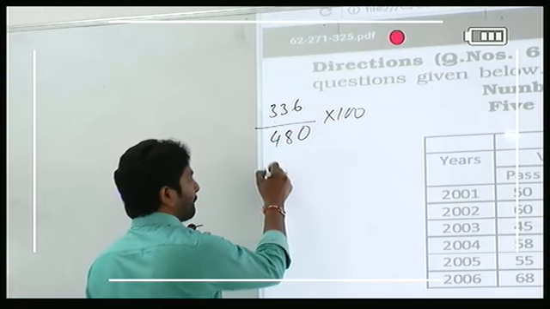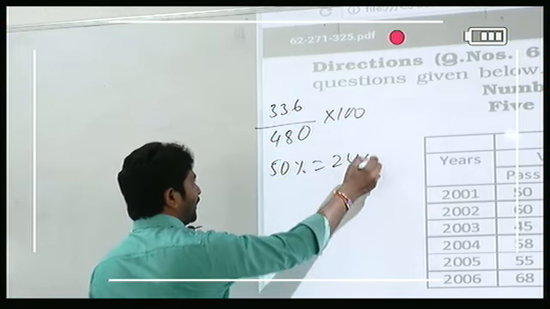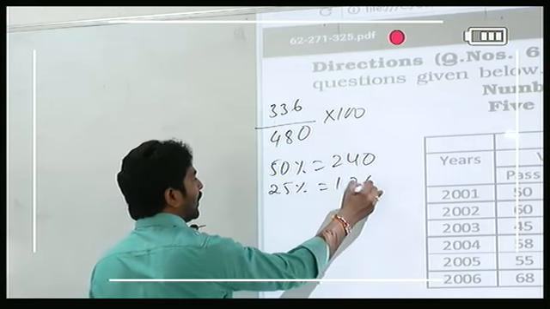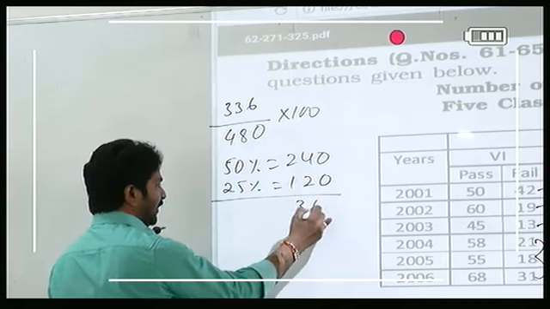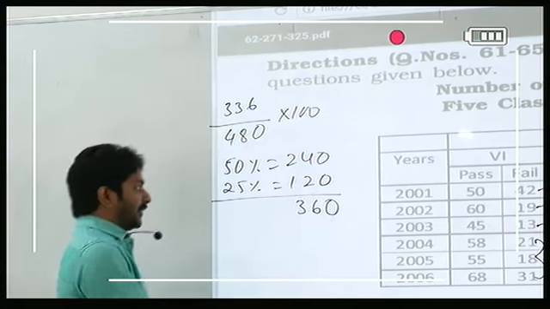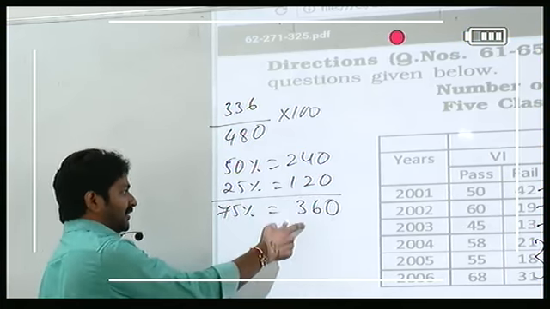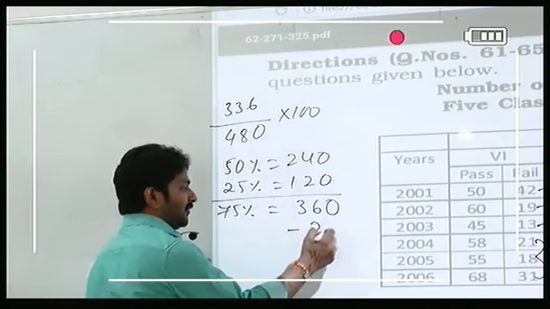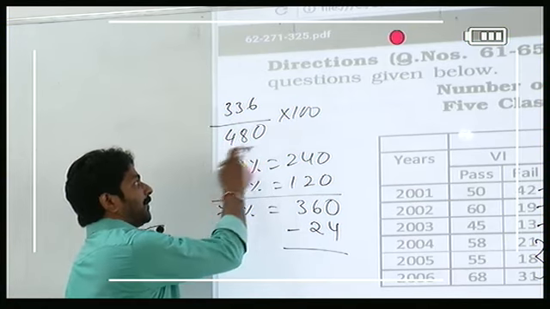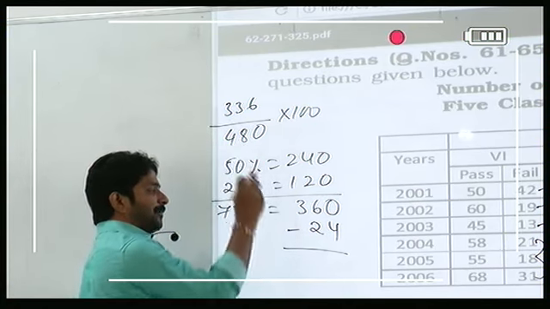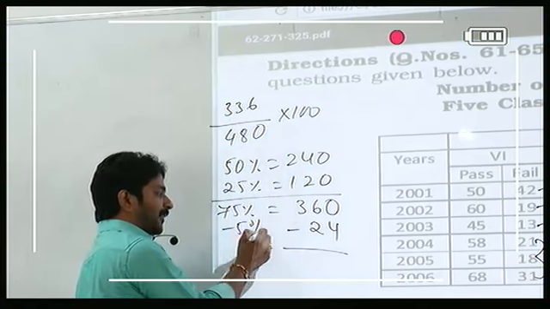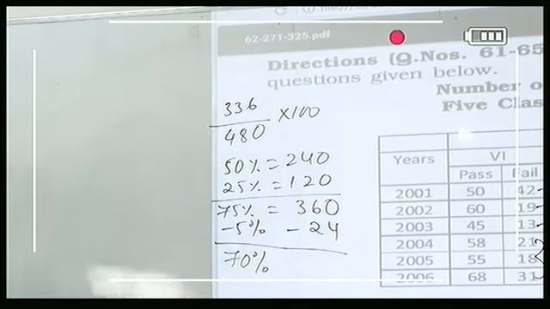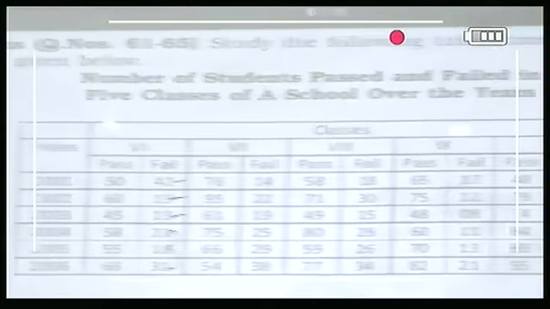What is 50%? 240 of the denominator, right? What is 25%? 120. So total it is 360. 75% is equal to 360, but you have 336. In the sense you need to subtract 24. 10% is 48. 5% is 24. If you subtract 5%, you will get 70%. Over?